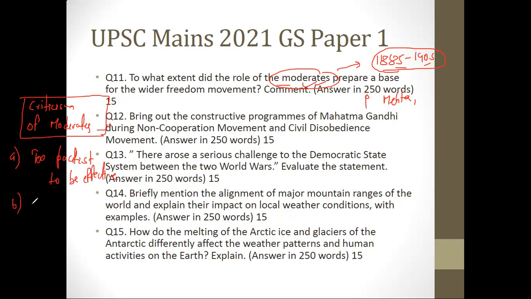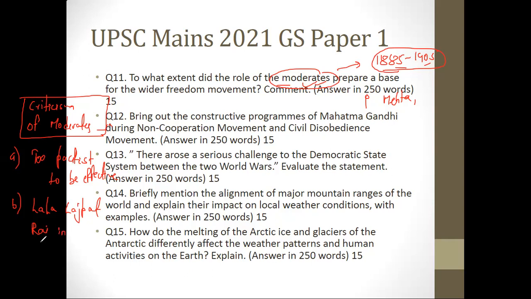Second criticism: we all know Lala Lajpat Rai. He wrote a book called Young India. There are so many Young Indias; there's also a journal, Young India, which Gandhiji is associated with. There's also New India. So have a look at all those things: what is the difference between the Young India journal, the book, and New India.